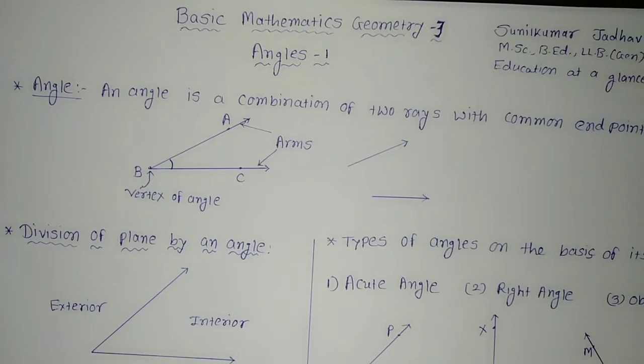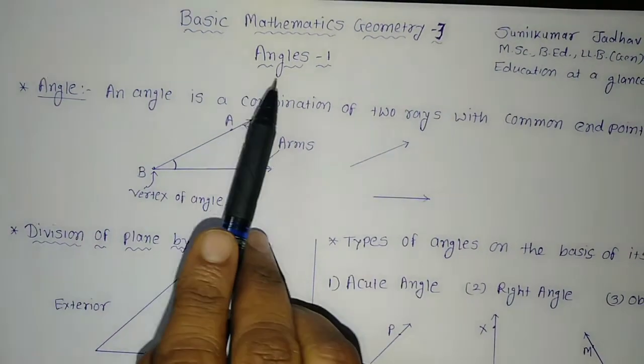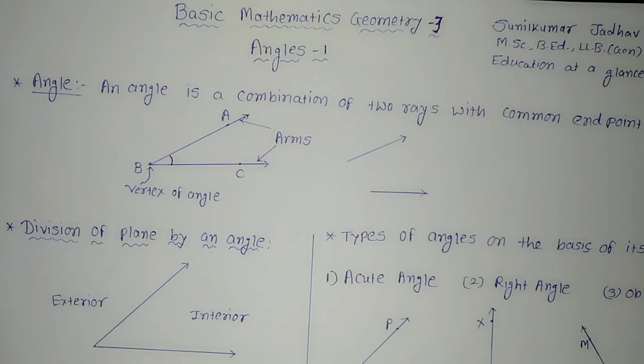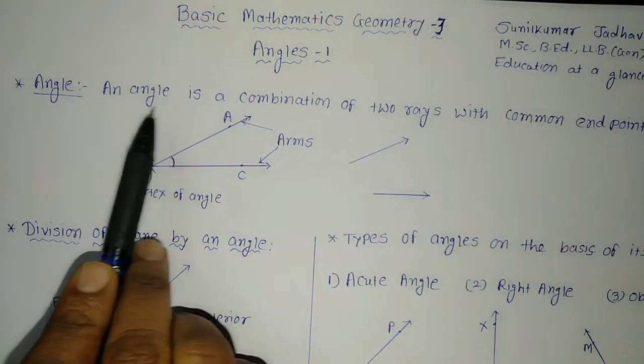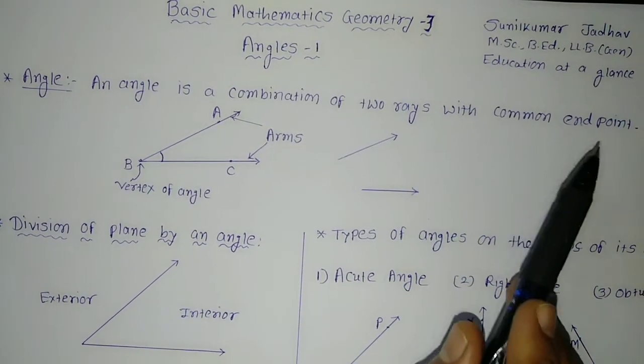So let us begin Basic Mathematics Geometry part 3. In this video we are going to discuss angles. So first of all, let us try to understand what an angle is. An angle is a combination of two rays with a common endpoint.